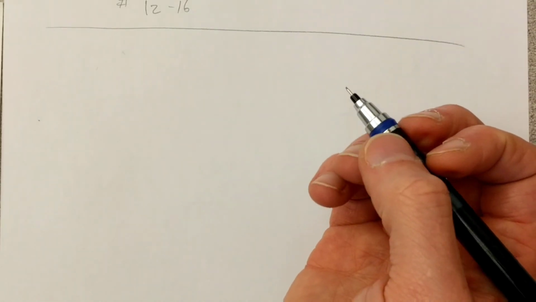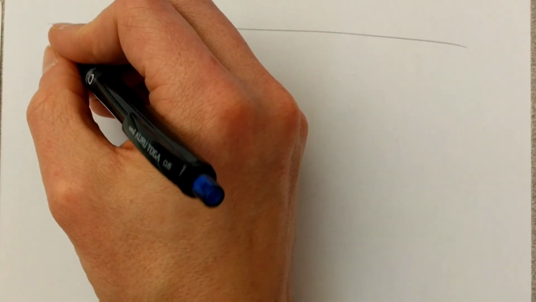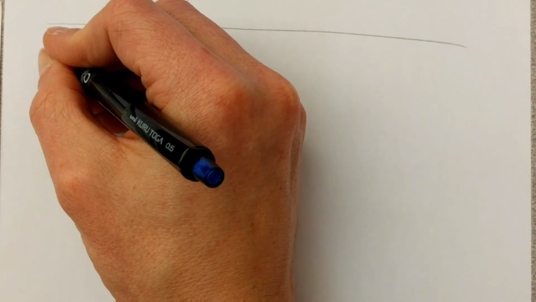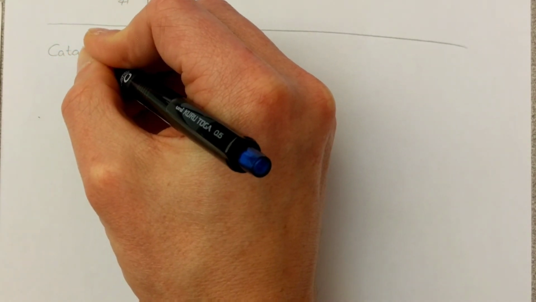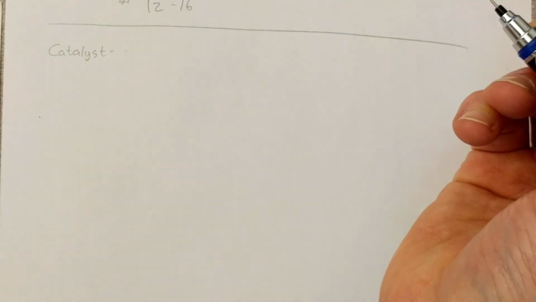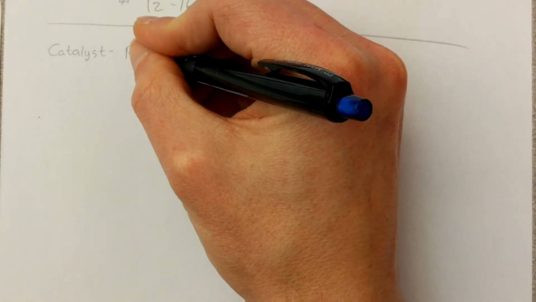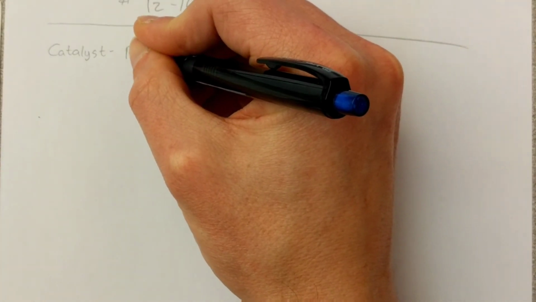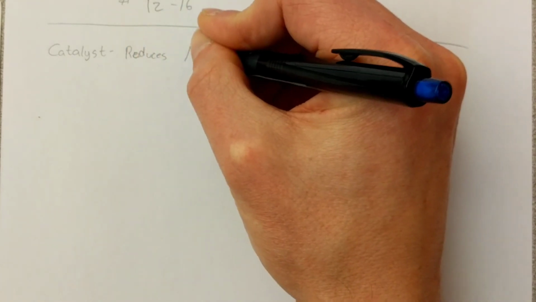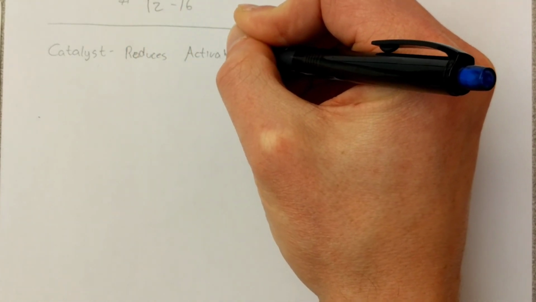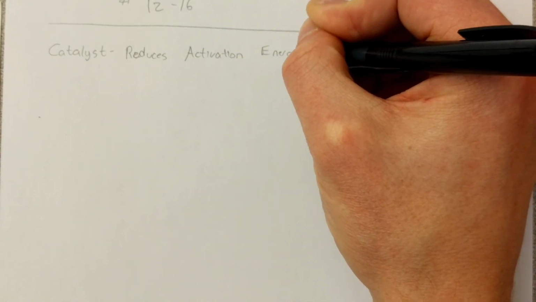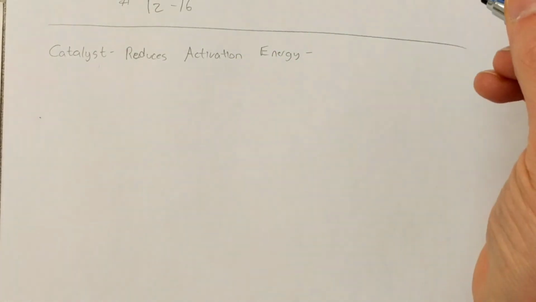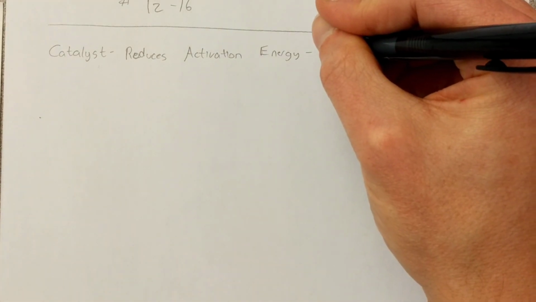Most chemical reactions that take place need help, and sometimes they get help from an outside source called a catalyst. A catalyst is a substance that reduces activation energy, which means the reaction can go faster.